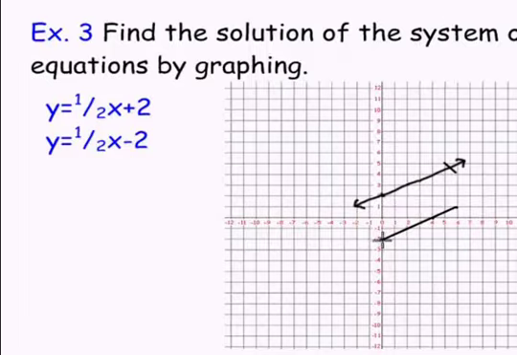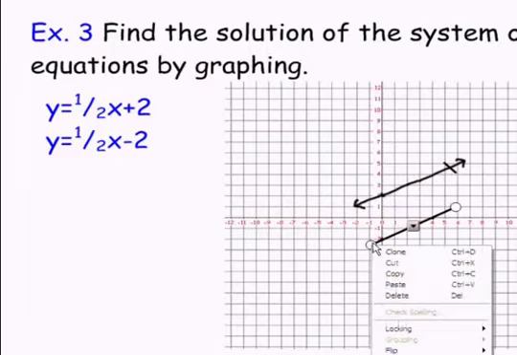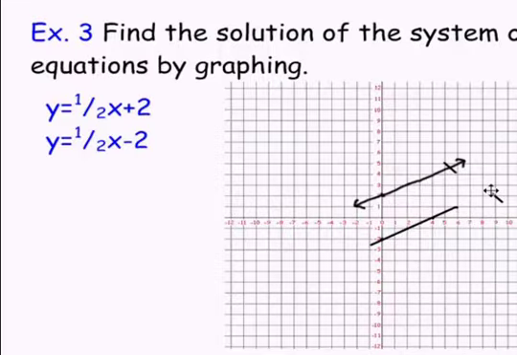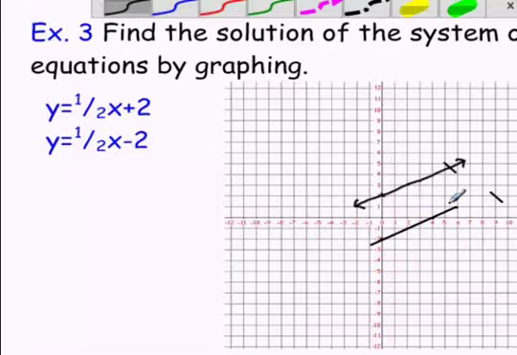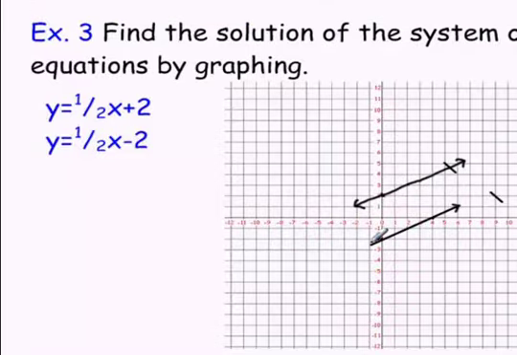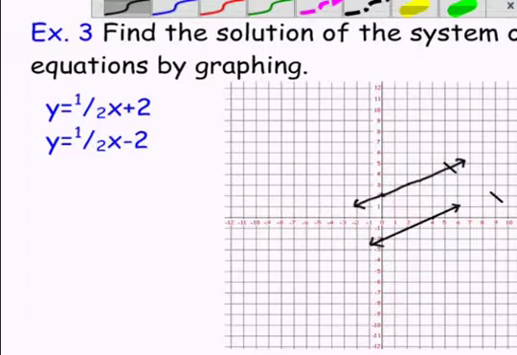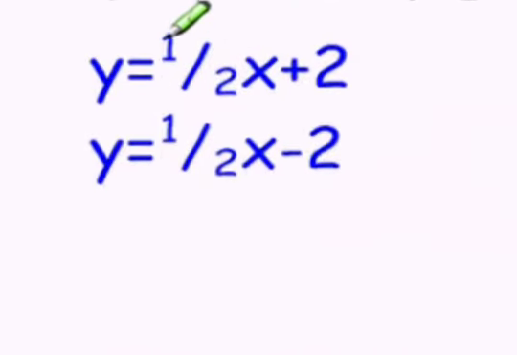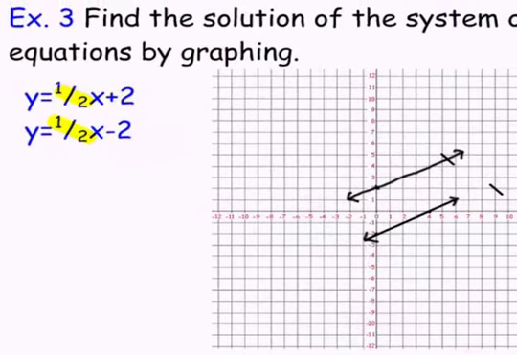Now, if you can tell by looking, these lines are parallel. If I wasn't very neat in drawing these slopes, you can always look back at what we know about parallel lines. Parallel lines have the same slope. Here we have a slope of 1/2. Here we have a slope of 1/2. So these lines are parallel. They will never touch. So lines that never touch have no solutions.